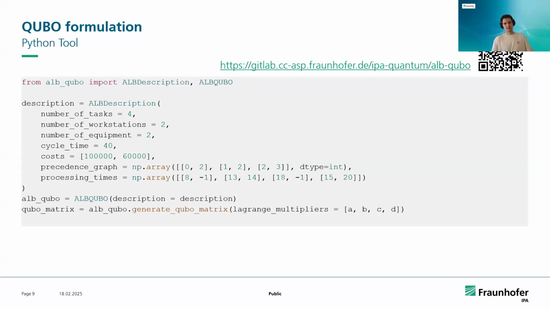Because these reformulations can be quite a bit of work, we don't want to do them every time by hand. So we wrote a Python tool, which is available at this link, or you can scan the QR code and go there. It offers a way to describe this assembly line balancing problem and then transform it to a QUBO with a couple lines of code. So it's very easy to use, and then we can use a QUBO solver to solve the problem.